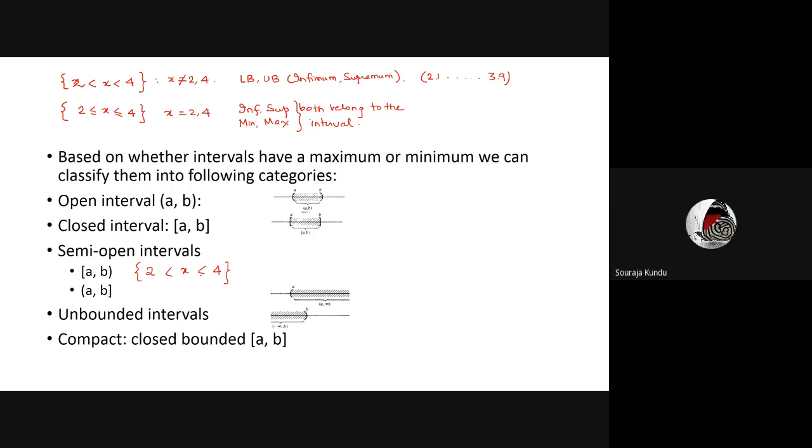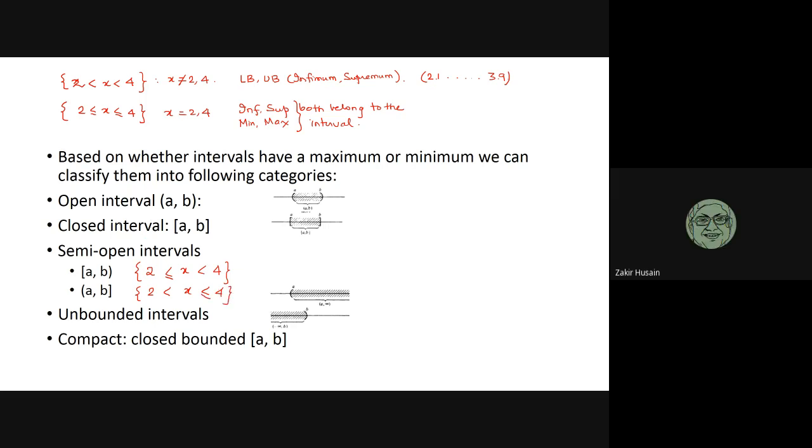Where will the equal to sign be placed? Two less than or equal to x, the square bracket on the left side. Yes, left side, exactly. And over here, it will be on the right hand side.